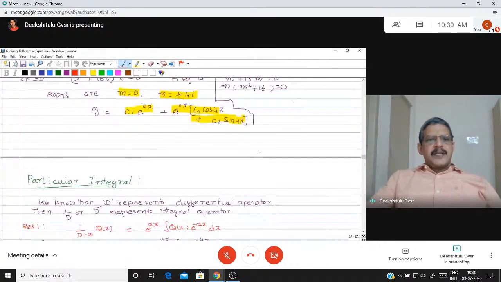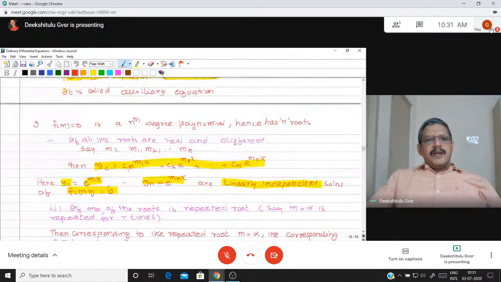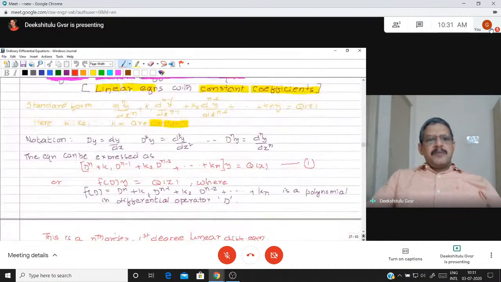As we discussed earlier, just a recap for those who were absent yesterday. This is the standard form of the differential equation that we consider: d^n y/dx^n plus k1 d^(n-1) y/dx^(n-1) plus k2, and so on, plus kn y is equal to q of x, where k1, k2, k3, up to kn are constants. We use the notation D for dy/dx, D square for d square y by dx square, and so on. So d^n y/dx^n is denoted by capital D^n. The equation we write simply as f(D) y is equal to q of x.